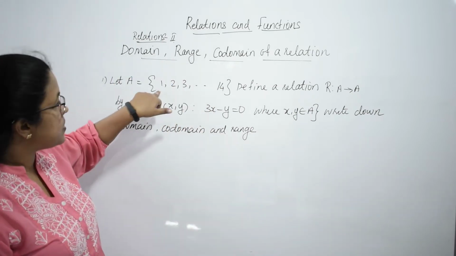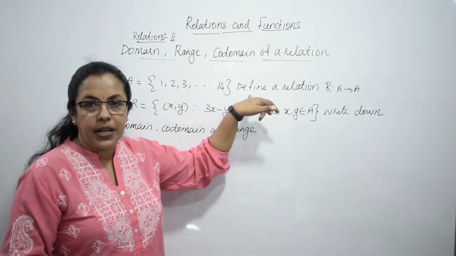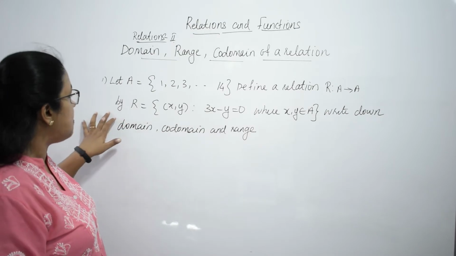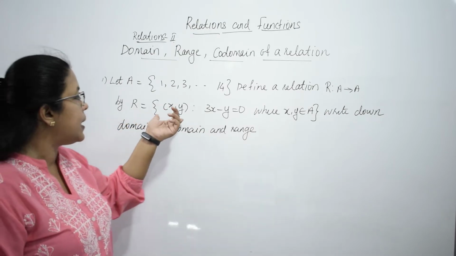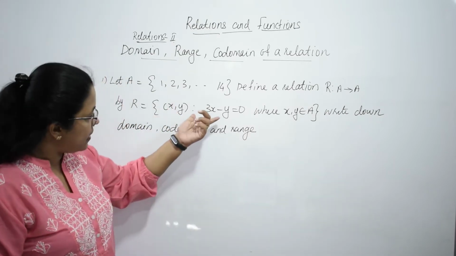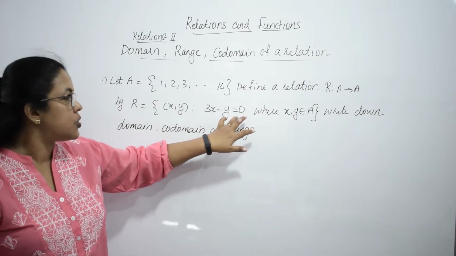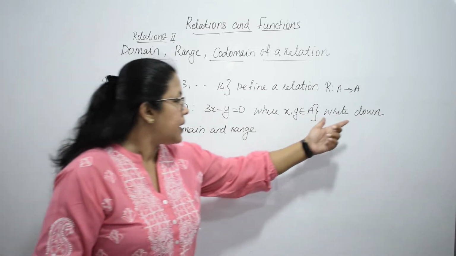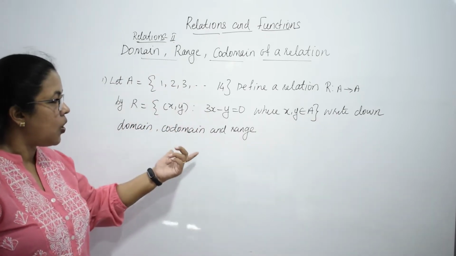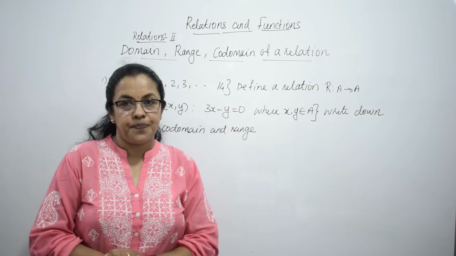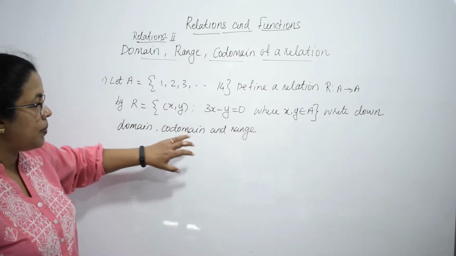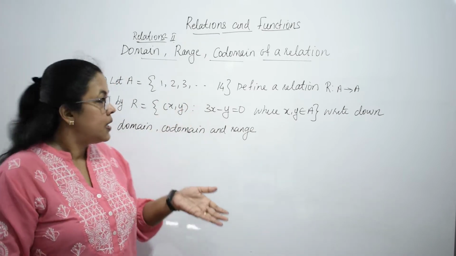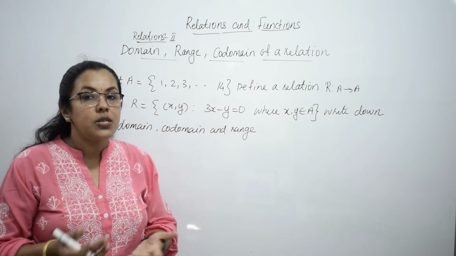Let A is equal to set {1, 2, 3, ..., 14}. Define a relation R from A to A by R is equal to {(x, y) such that 3x minus y is equal to 0, where x, y element of A}. Write down the domain, codomain and range. In order to write domain, codomain and range, first of all we will write the relation in roster form.